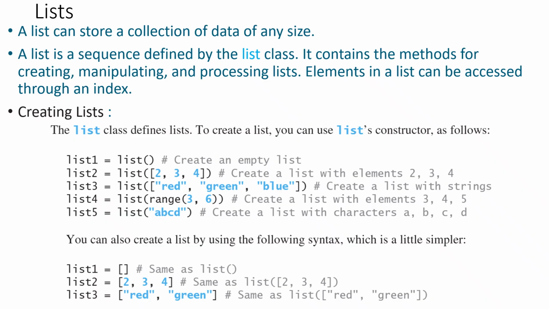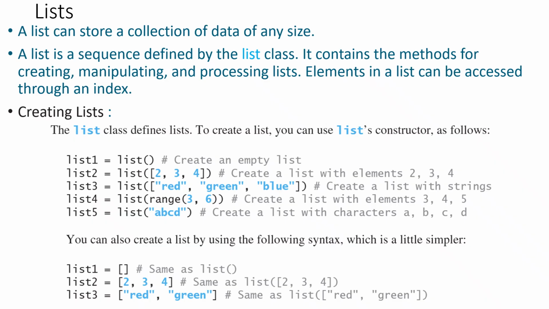Creating a list. The list class defines list. To create a list, you can use the list constructor as shown below. list1, this is the list. This can be created by using the list class. list1 = list(), open and close parenthesis. This code creates an empty list.